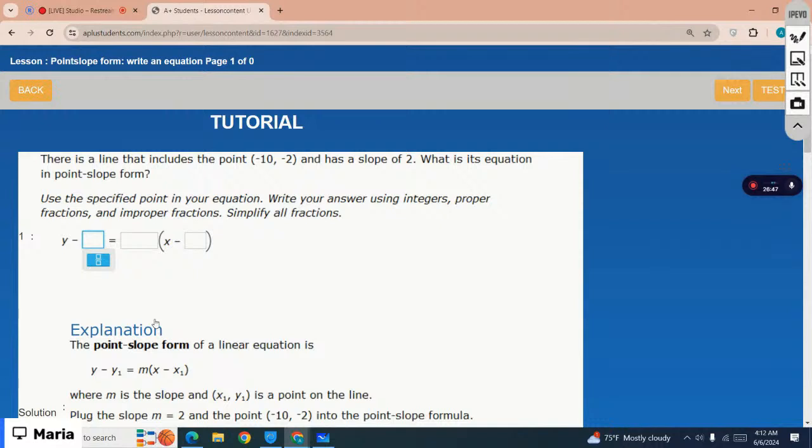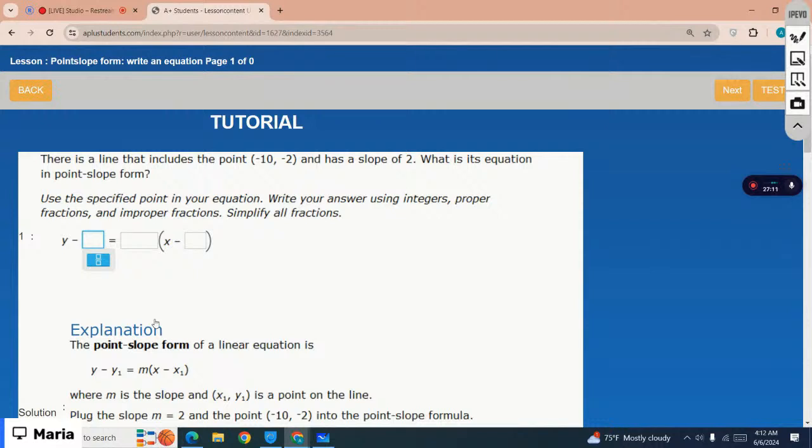A line includes the point (-10, -2) and has a slope of 2. What is its equation in point slope form? So now you have to write down the equation in the point slope form, right? You are given the point -10 and -2, and you are given the slope.